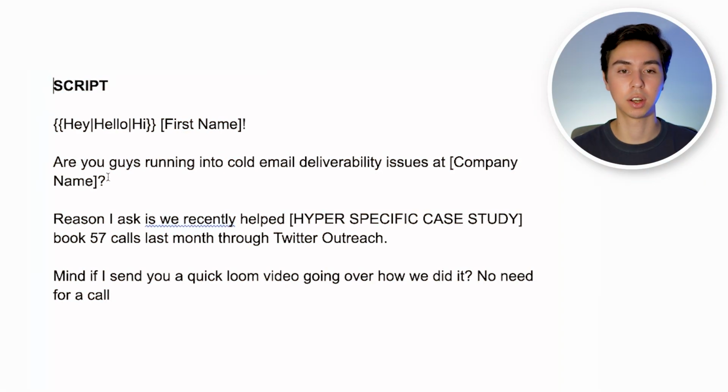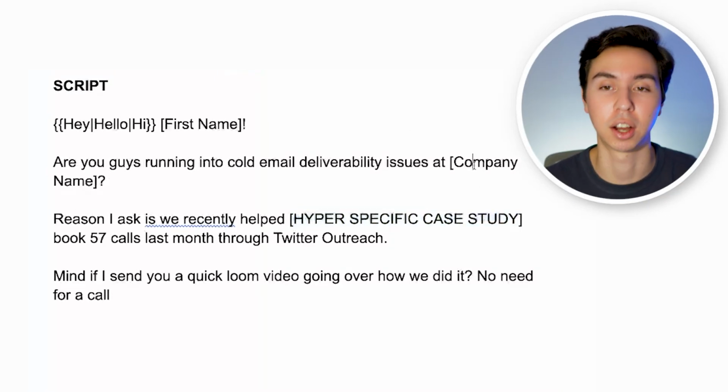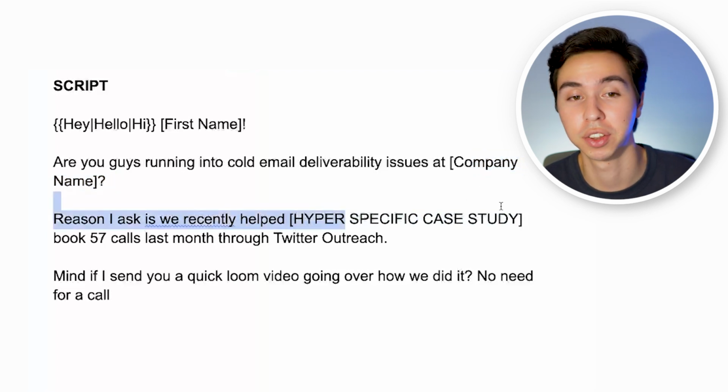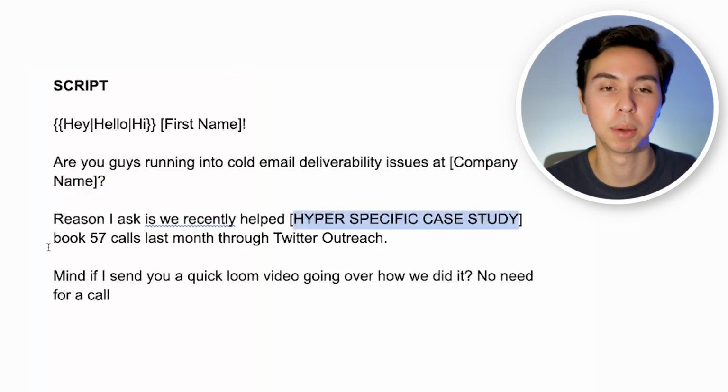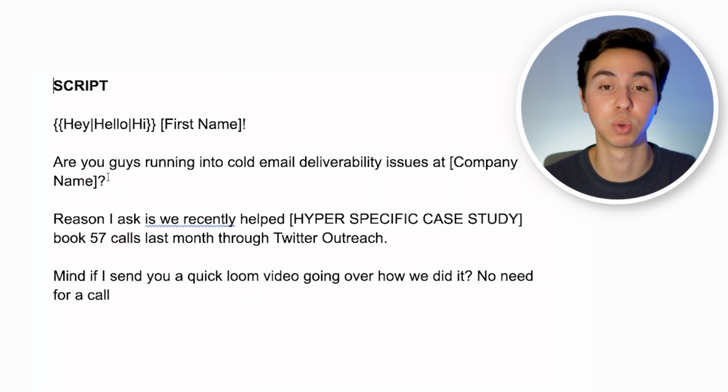This script right here essentially just goes over everything. So it's like, hey, hello, hi, first name. Are you guys running into cold email deliverability issues at company name? The reason I asked is I recently helped hyper-specific case study. So if this is an e-com brand, for example, you want to mention another e-com brand, and then the case study name, and then booked, and whatever the result was last month through Twitter outreach.